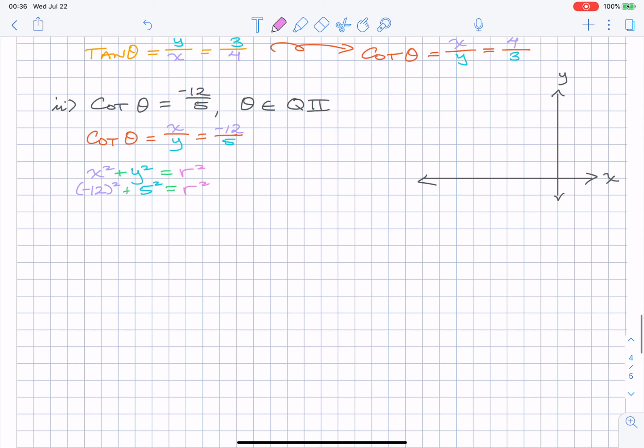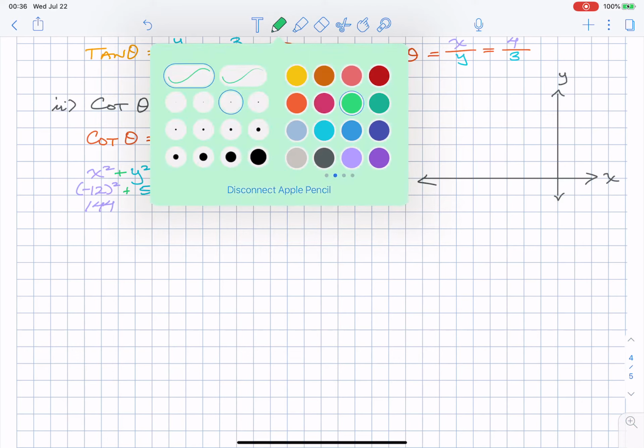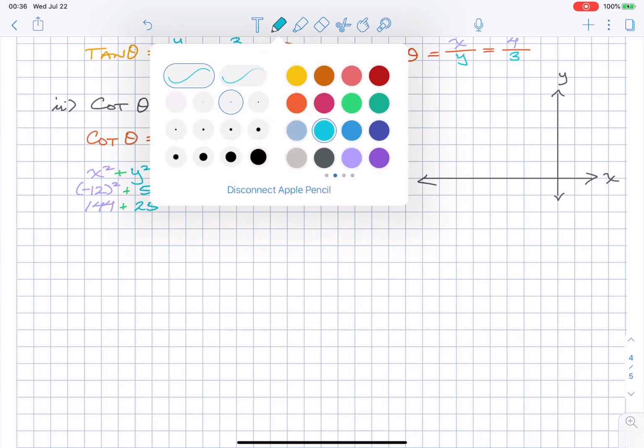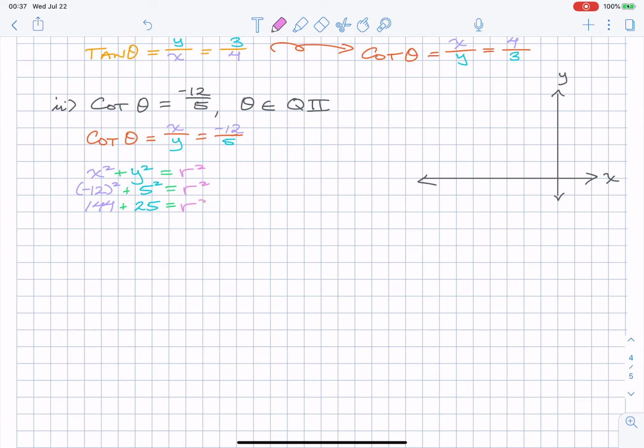Okay, so 12 squared is 144. 5 squared, of course, is 25. And that's equal to radius squared, or r squared. So 169 is radius squared. So it's actually positive 13 because radius is a distance, so I never have to worry about plus or minus with a radius because distances can never be negative. So my radius is 13.